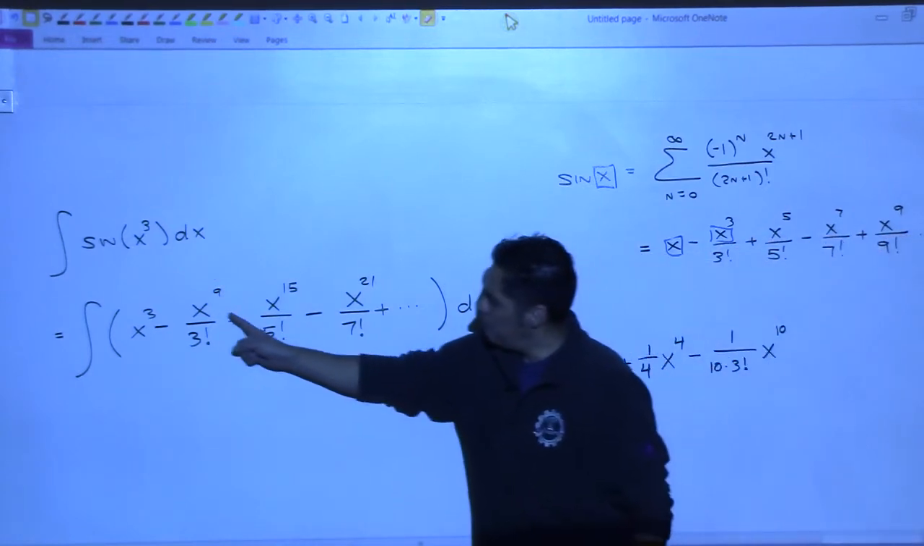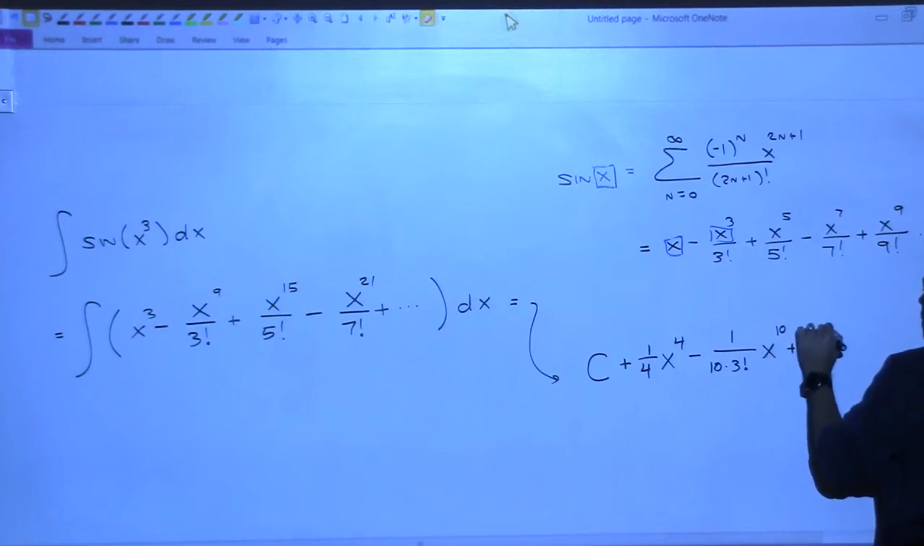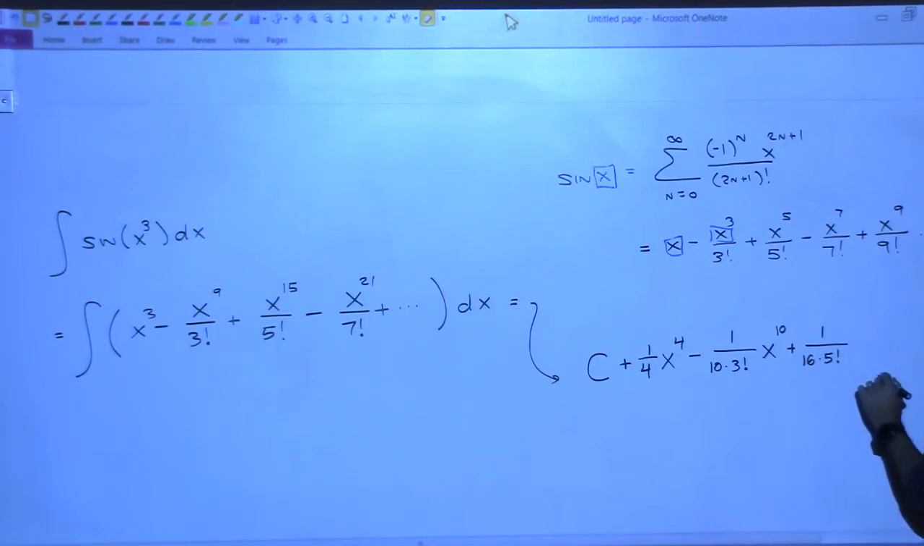So that's the antiderivative of this, plus 1 over, and I'll write, 16 times 5 factorial, x to the 16th. And one more term, minus 1 over 22 times 7 factorial, x to the 22, plus dot, dot, dot. Make sense? And that's it.